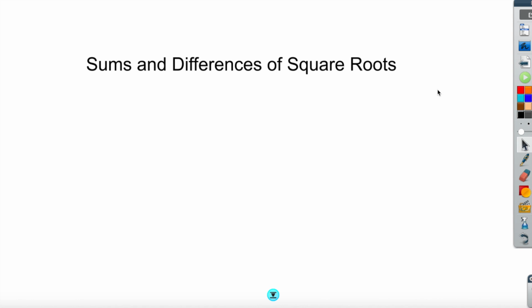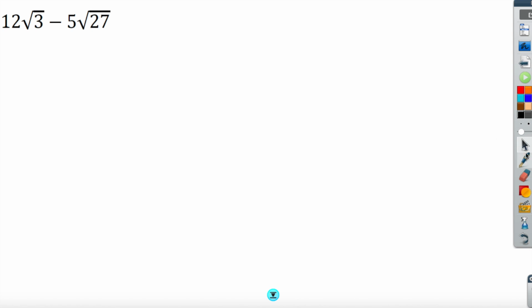Hey guys, today what we're going to be doing is looking at the sums and differences of square roots. So it's essentially saying when can we add and subtract square roots. So let's go ahead and look at this. The rule is anything inside the square root must be exactly the same in order for us to add and subtract it.